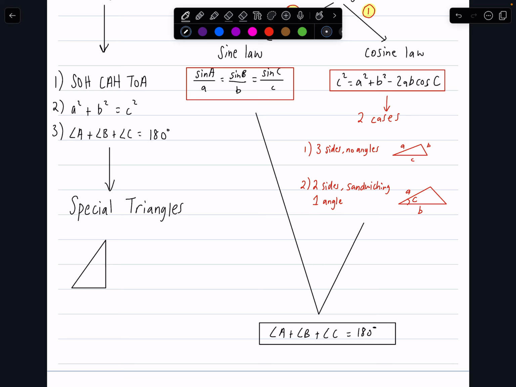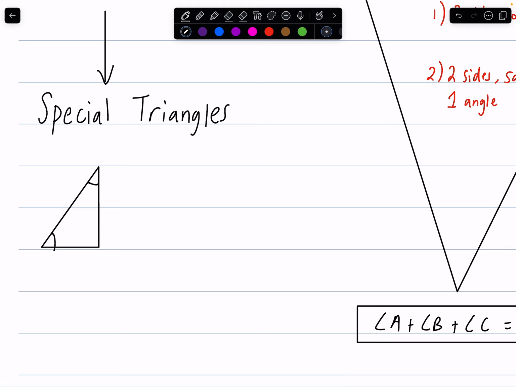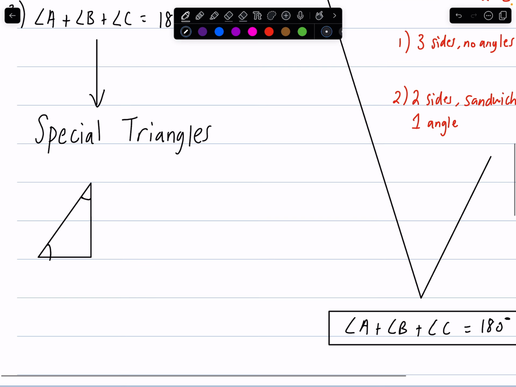The first, I can do them in degrees and radians for you guys. You have the 60, 30, 90 triangle, where the side lengths are root 3, 2, and 1.